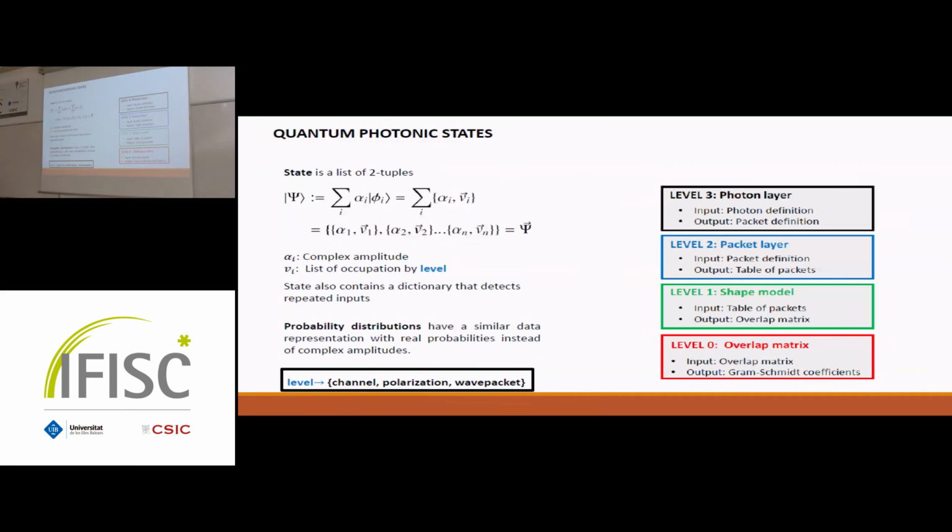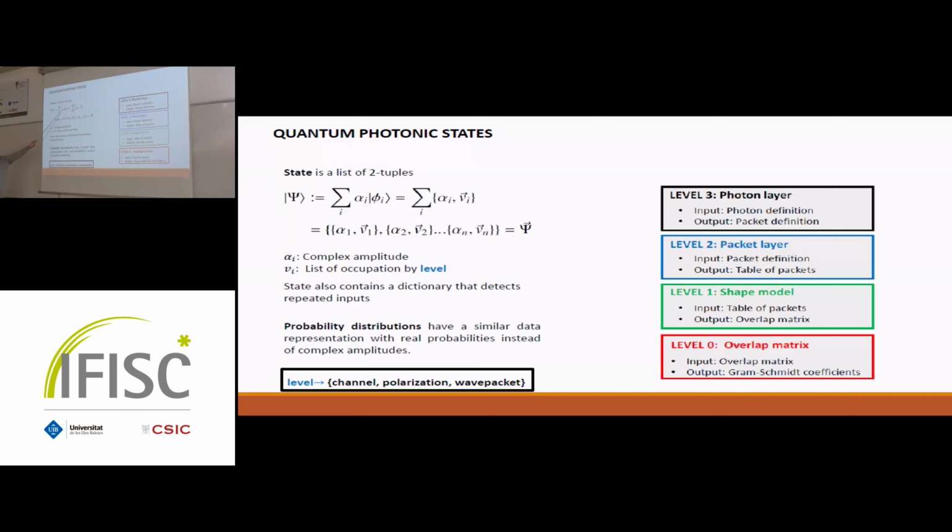Once we are here, please allow me to become a bit technical. A quantum photonic state can be represented as a list of tuples of complex amplitudes and vectors of occupations. So the probability distribution is the same, just that instead of amplitudes, we have real numbers, probabilities. And basically this is everything that the state has to know.